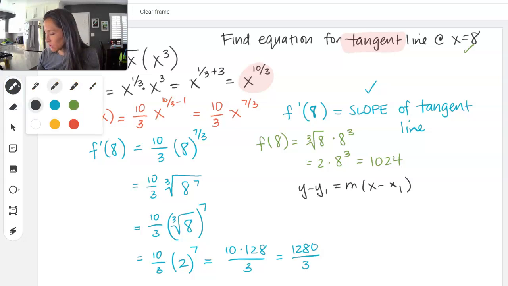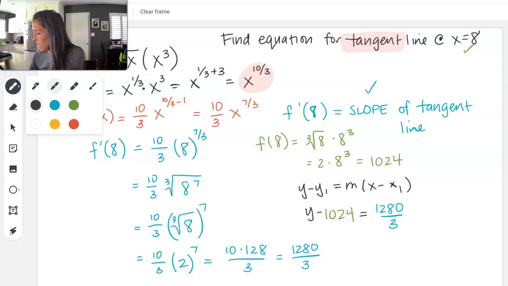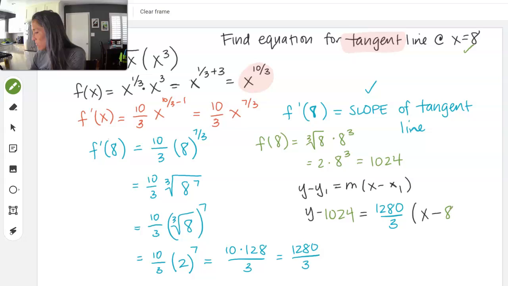But now we're ready to plug and chug. We have our y minus that value I just found, that 1,224. I will never give you anything this gnarly. That is equal to our slope, that's what we found, over 3, and we have our x minus 8, which they gave us for free. So there is the equation of our tangent line.